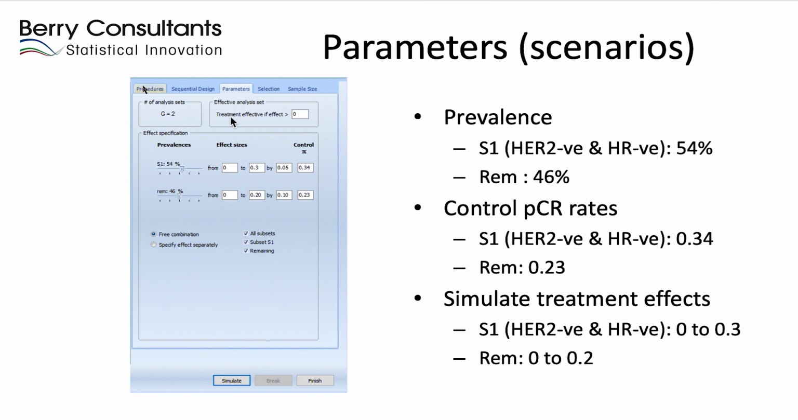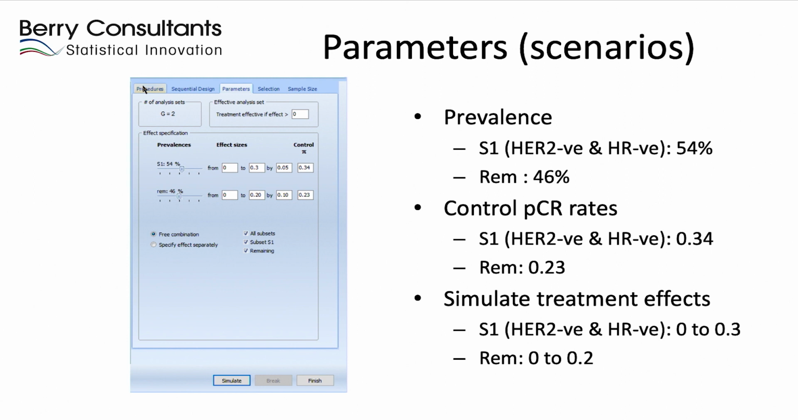For the parameters, here we set up what we wish to simulate. It reminds us we've got 2 analysis sets. We say any set is going to be effective if it's greater than 0. In other words, wherever we simulate an effect size of greater than 0, that's an alternate, and we want to know the power. Then we have to set 2 things. One is the relative prevalences of the 2 groups, the subgroup and the remainder. And of course, as we set the prevalence of the subgroup, the amount in the remainder adjusts automatically. We're going to set it to 54% in the subgroup with a remainder of 46%.